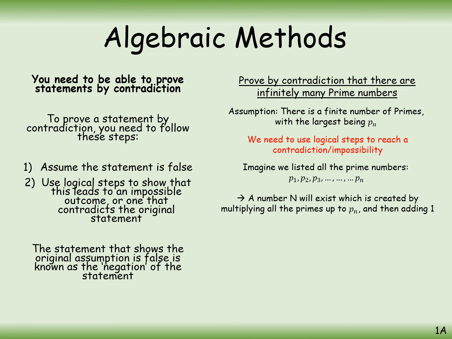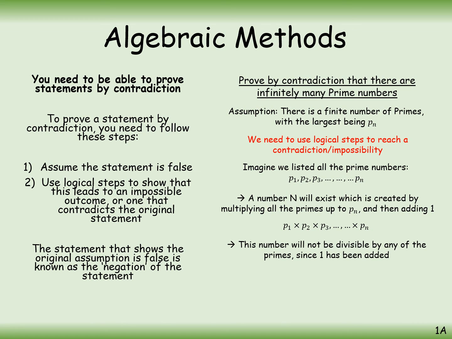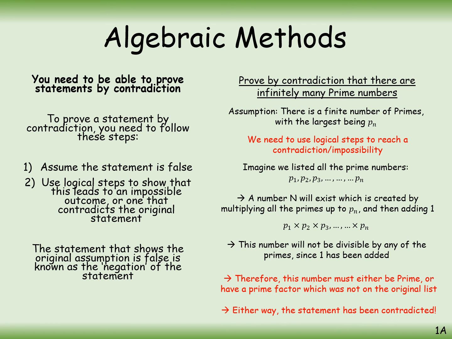A number capital N will exist which is created by multiplying all the primes up to Pn and then adding 1. So P1 times P2 times P3 all the way up to Pn. So this number will not be divisible by any of the primes since 1 has been added. Therefore this number must either be a prime or have a prime factor which is not in the original list. Either way, the statement has been contradicted.